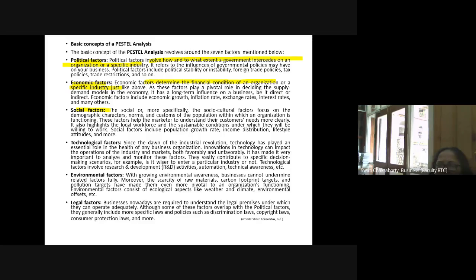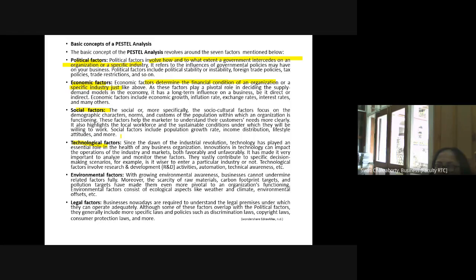Social factors are where we talk of demographic characteristics, norms, and customs of the population within which the organization is functioning, which helps in understanding customers' needs more clearly. It also helps in understanding the type of local workforce that is there and the sustainable conditions under which they will be willing to work.